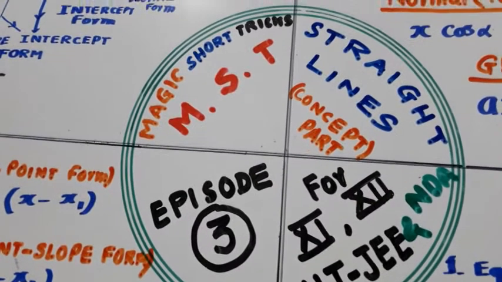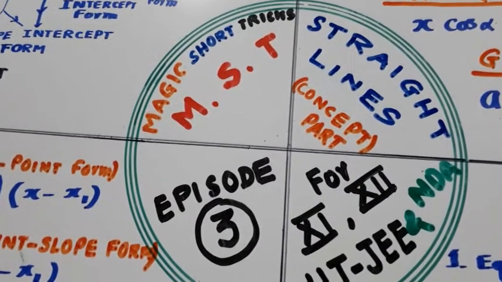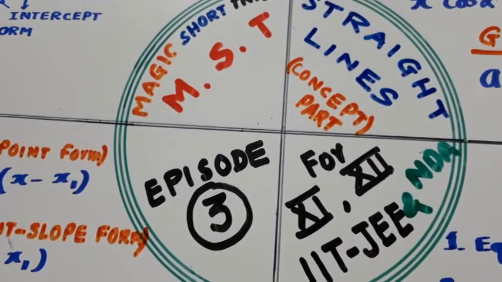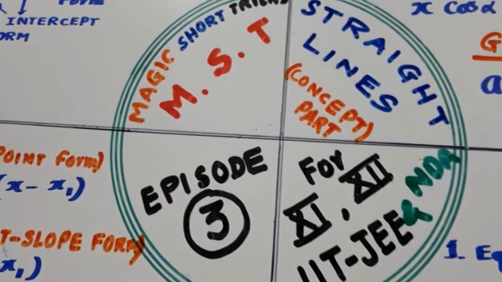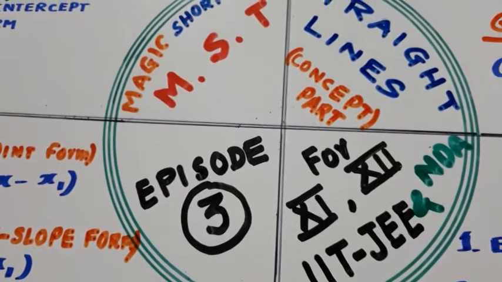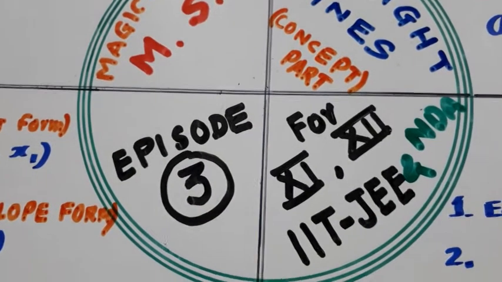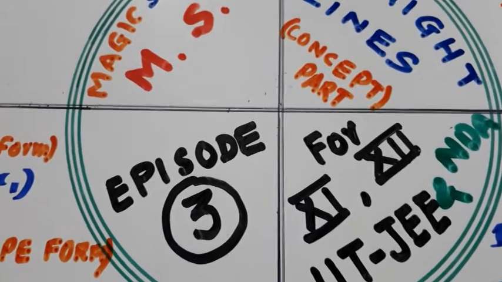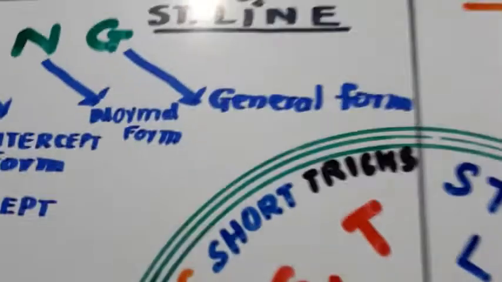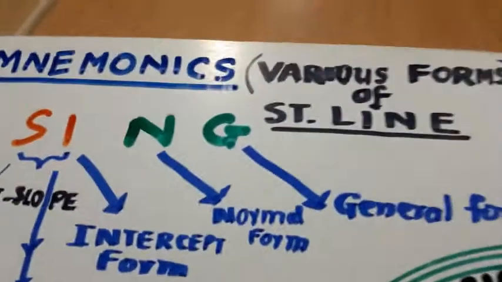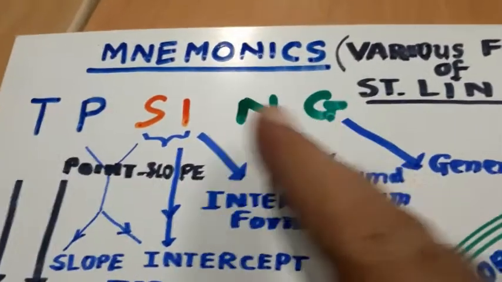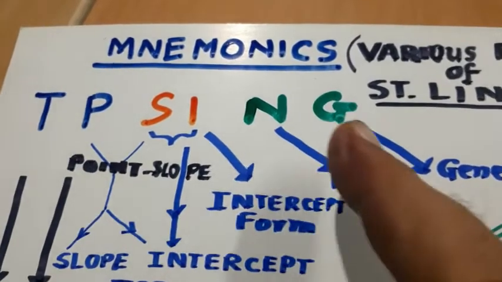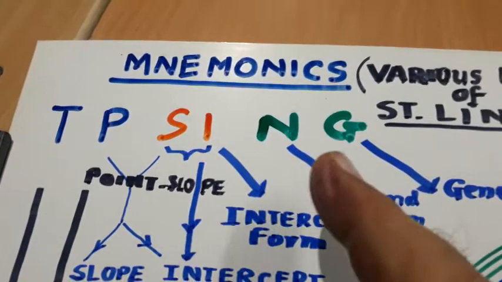Hello friends, I have come up with my notes on magic short tricks on straight line. We'll be firstly discussing the concept part, and this is based on the mnemonic. Look here, the mnemonic is, this is the mnemonic. All these various forms are hidden in this mnemonic.